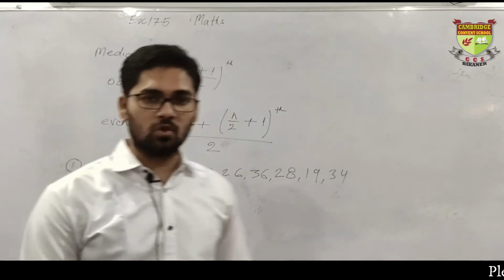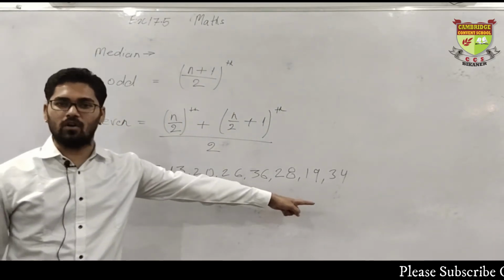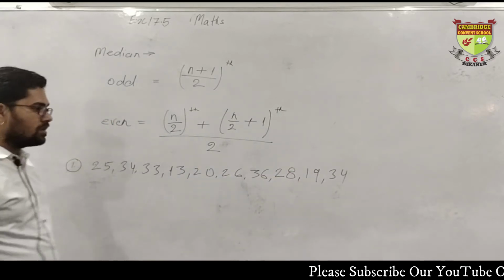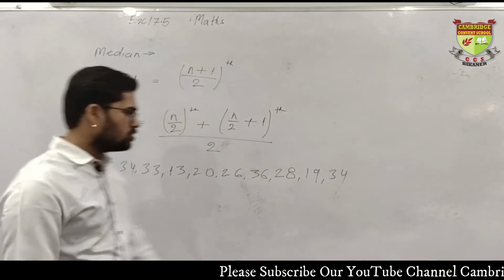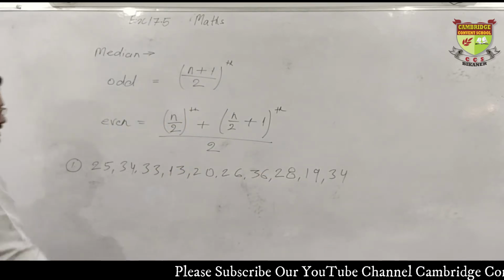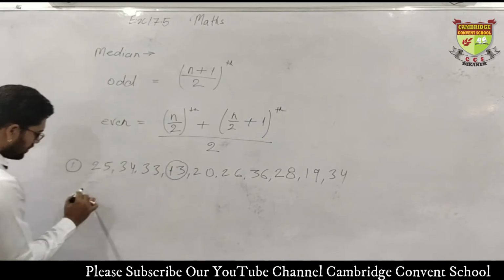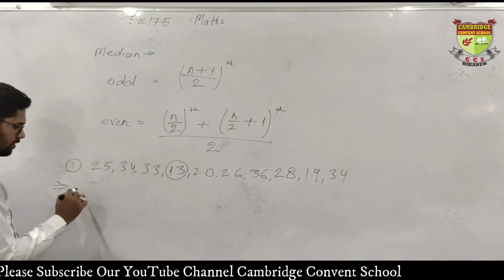Now what are we supposed to do? Firstly, we have to convert the sequence of numbers into ascending order. Ascending order is a must. Ascending means from smaller to greater. Which one of these is the smallest number? 13. We are solving the question from here, writing them in ascending order.